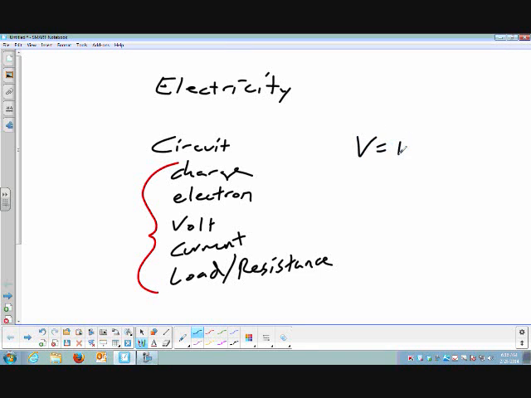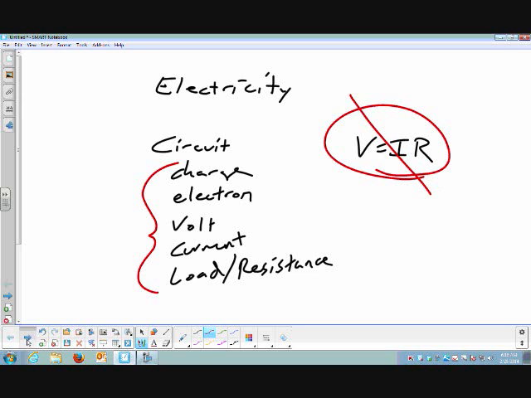I am not going to get into Ohm's law today. That's for another day. Before you can get to Ohm's law, you have to understand things like voltage and current and resistance and how these things relate, even though Ohm's law is a fairly simple expression.